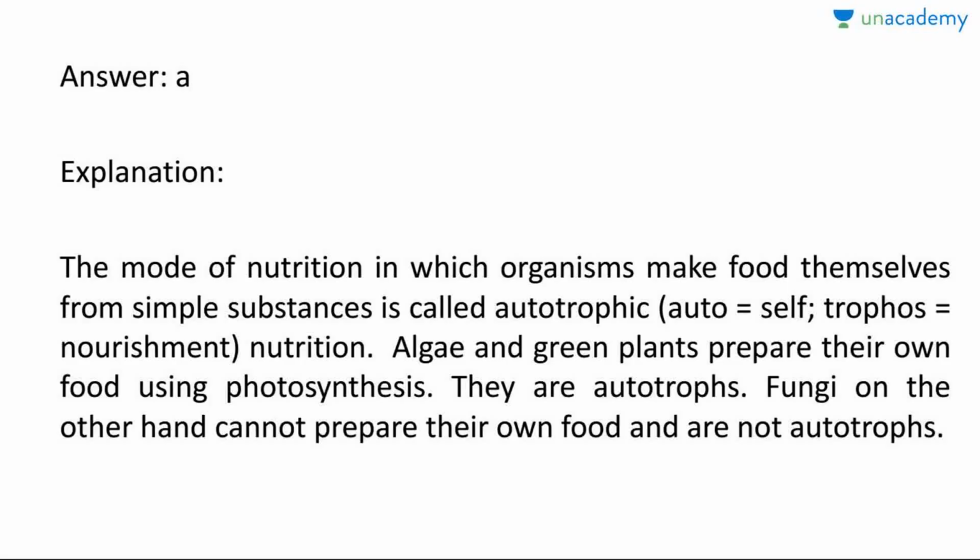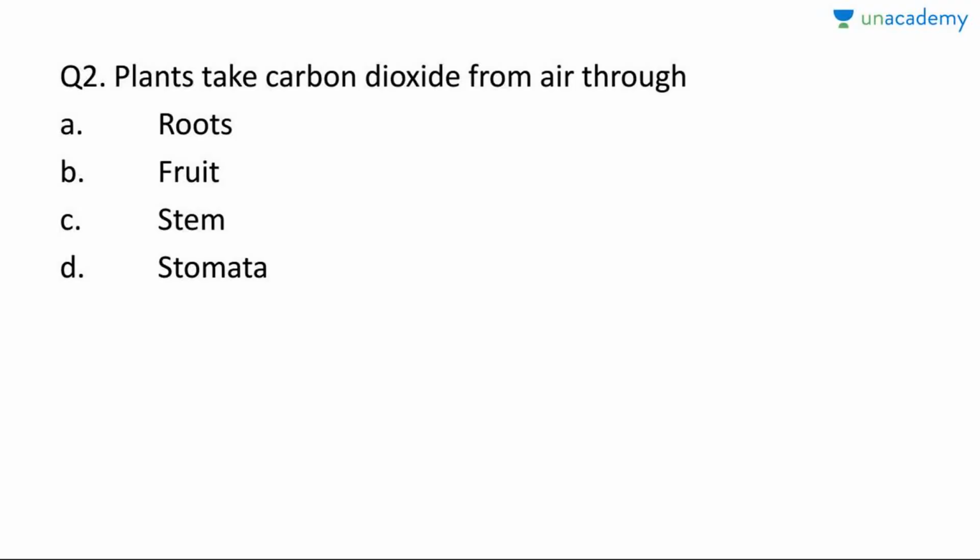The mode of nutrition in which organisms make food themselves from simple substances is called autotrophic. Auto basically means self and trophos means nourishment or nutrition. Algae and green plants prepare their own food using photosynthesis, and they are autotrophs. Fungi depend on others and cannot prepare their own food, so they are not autotrophs at all.